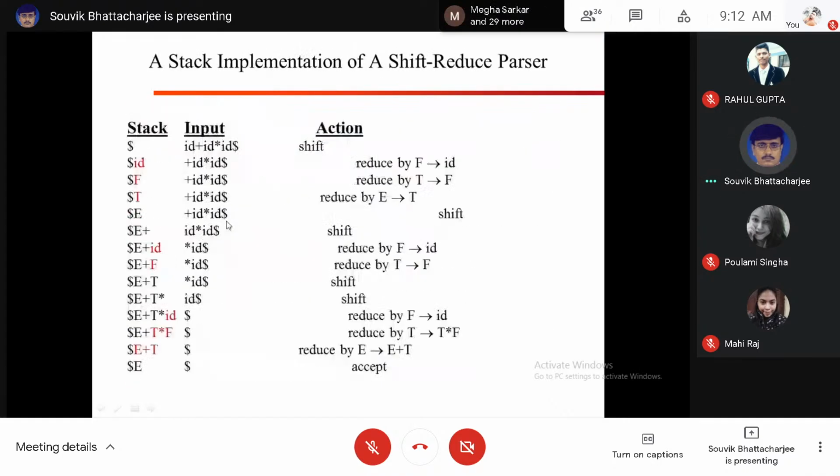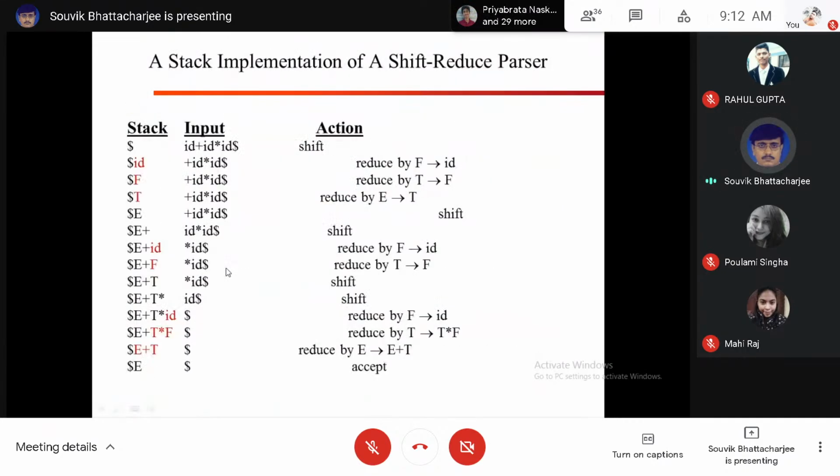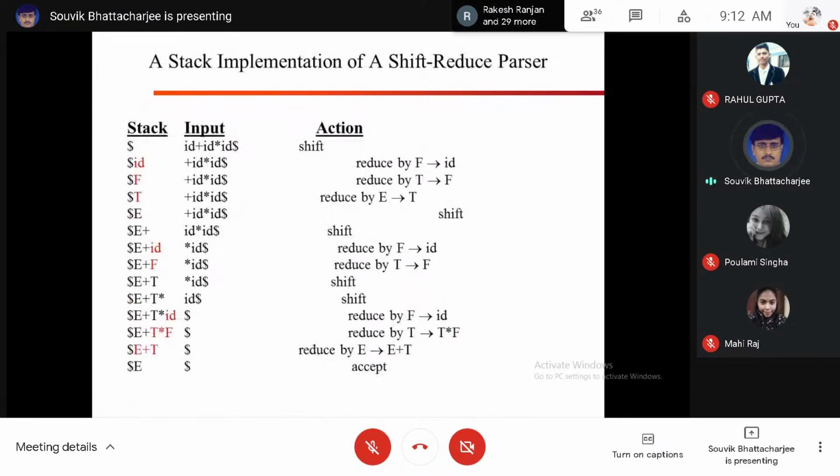That is why we are just shifting here. Actually we are not reducing T by E, because then it will be difficult for you to go to the next one. What are you getting? E plus E, and E plus E is not your handle, and you cannot proceed further. That is why you have to put T, then the next input symbol star, then ID, and finally what are you getting? T star F, and T star F will be reduced by T.